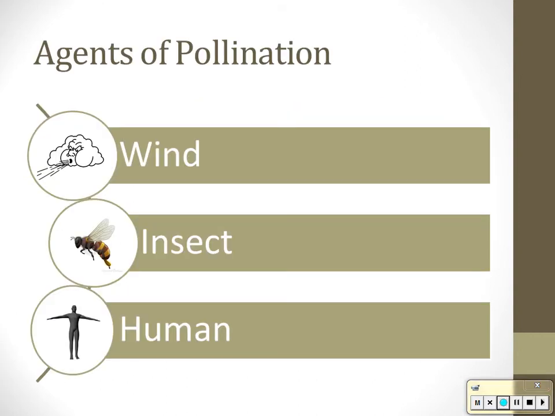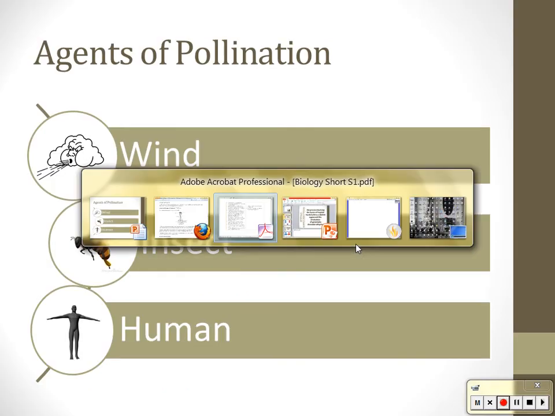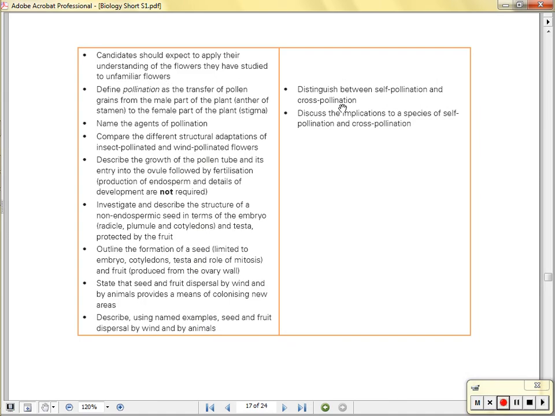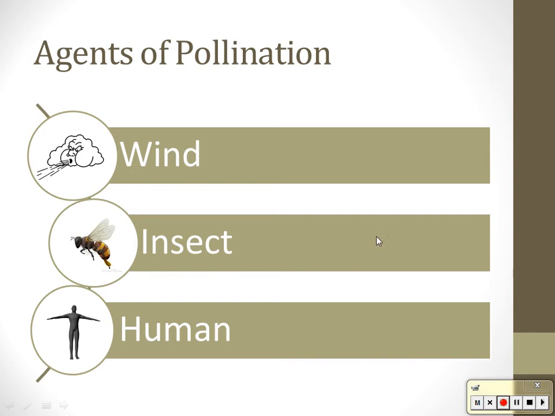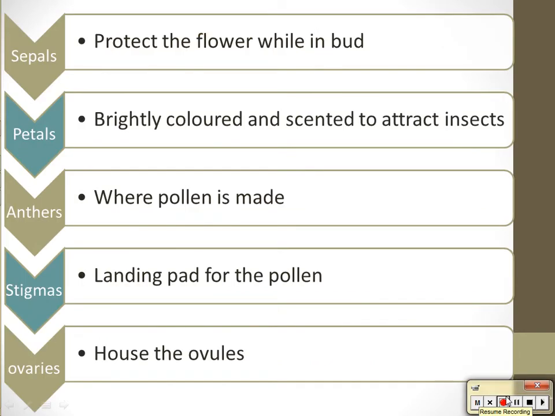And the agents of pollination, so straight from the syllabus, name the agents of pollination. Agents means the mechanisms by which pollination is encouraged or enhanced. So you have wind, blowing pollen from one flower to another, insects who move pollen from one flower to another, and humans who also purposely move pollen from one flower to another. So here's another quote-unquote table of what the sepals, petals, anthers, stigmas, and ovaries do.